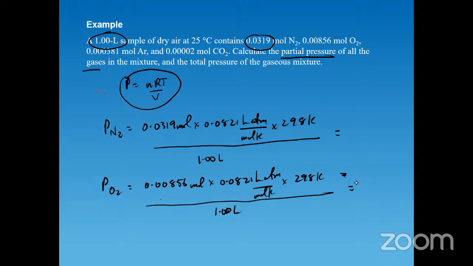And basically do the same thing for all the other gases. I don't think I need to show you how to do it for the rest of them. It's the same thing. The only difference between each of the calculations would be the number of moles. And then once you solve that for each of them, then to get the total pressure, you just add them up according to Dalton's law. And that's it. That's how you'd solve that particular problem.